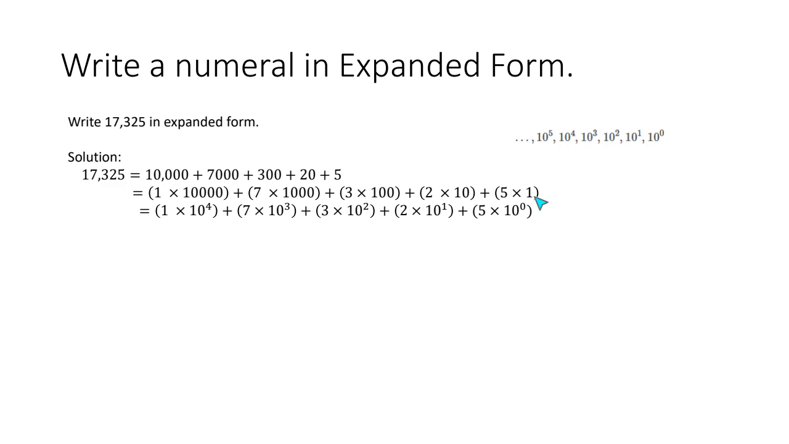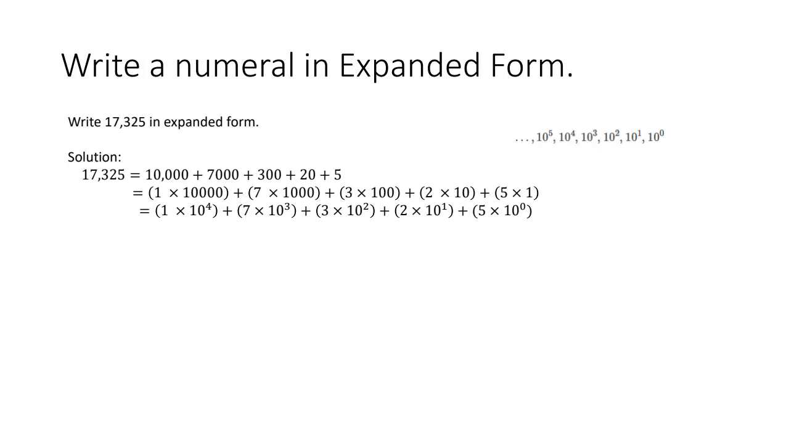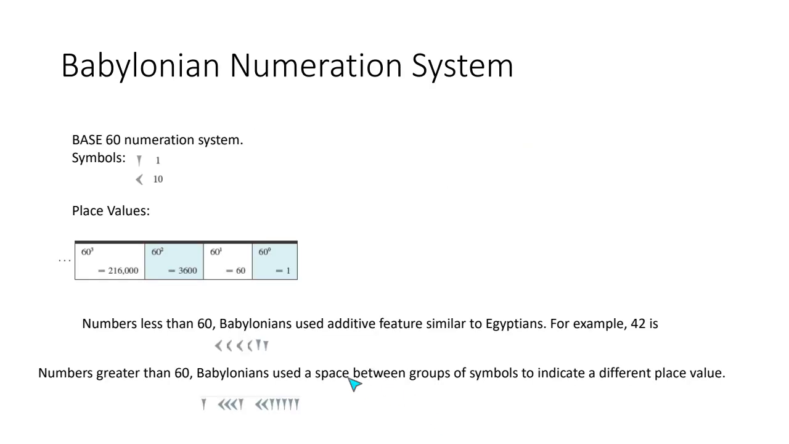And then from this row here, we can write them as 5 times 10 to the 0 power if we want them in powers, and then 2 times 10 to the first, 3 times 10 squared, 7 times 10 cubed, 1 times 10 to the fourth. This would be important when we're trying to convert from one system to another. Well, we'll be able to practice with this system here.